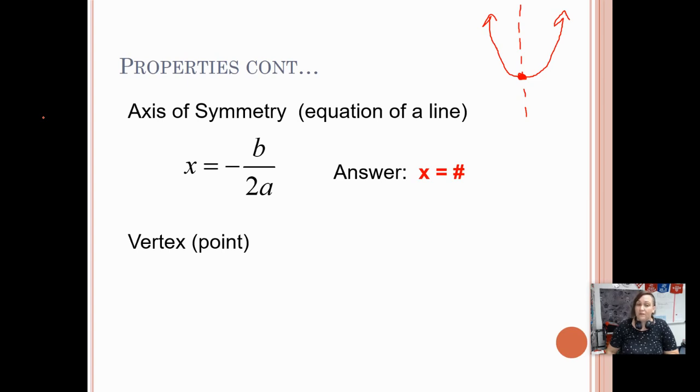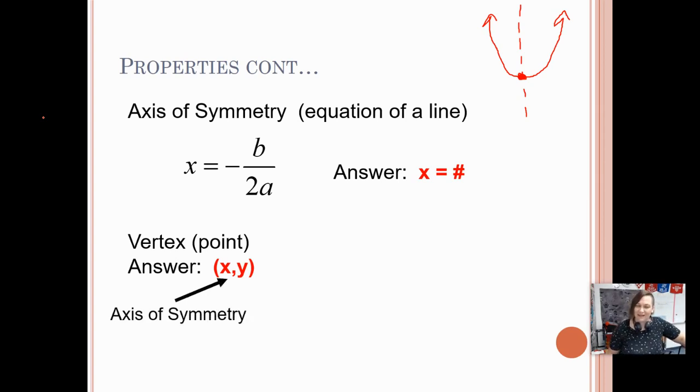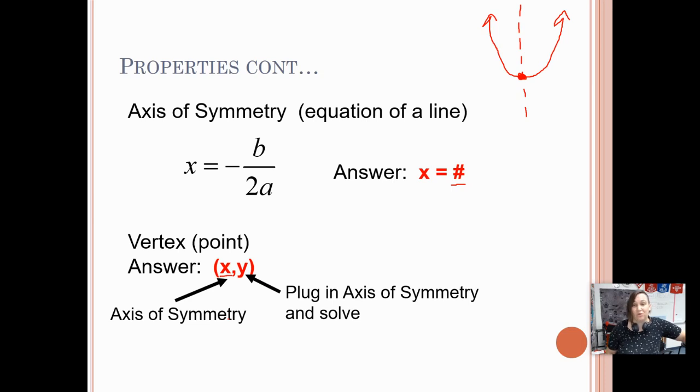Since the vertex is on the axis of symmetry, we can use the axis of symmetry to find the vertex. In fact, the x number for the vertex is exactly the same as the axis of symmetry. So whatever answer that you got here should also go here. Now for the y number, you'll need to calculate that. Basically, you take your axis of symmetry and plug it back into the original equation that you were given, and that'll give you your y coordinate.